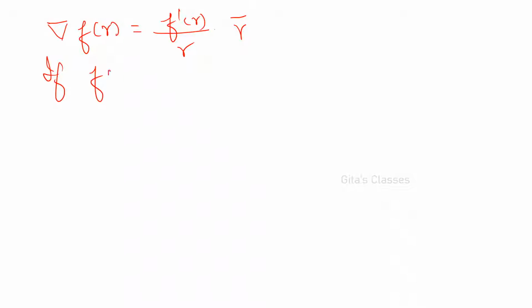Now using this you can find out. So what did we find out now? Del of f of r is equal to f dash of r by r into r vector, right? So now I can apply this. For some particular functions you can find out. If f of r is equal to log r, then what will be our f dash of r? f dash of r is 1 by r, right?